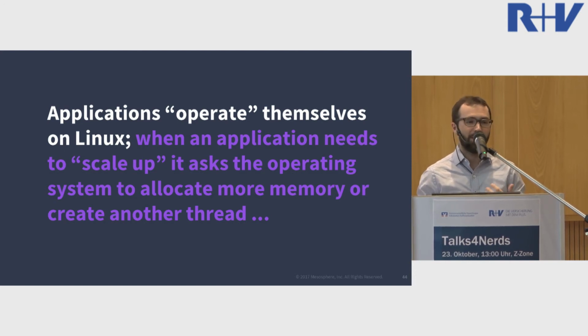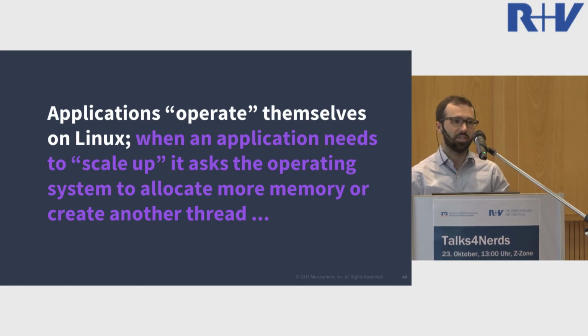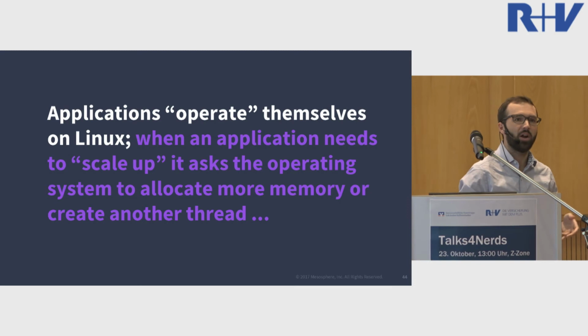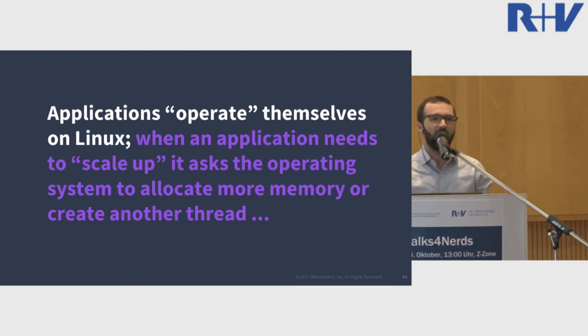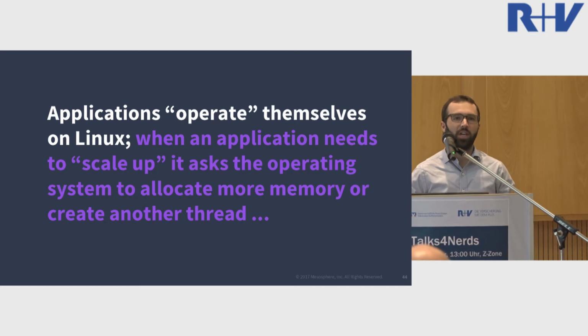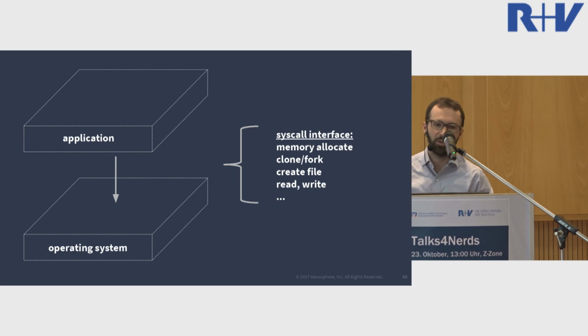What do I mean by that? When an application that I write on Linux needs more resources, it asks the operating system for more memory or more CPUs. It can't actually ask for more CPUs, but it can create another thread, and the operating system recognizes from that that it's going to run in parallel. When it needs something like a file, it asks the operating system for a file. So we build our applications to really operate themselves. We just don't build our distributed systems to operate themselves.